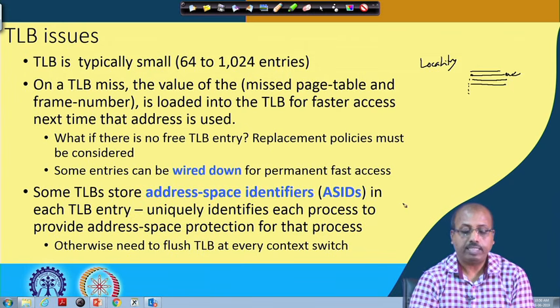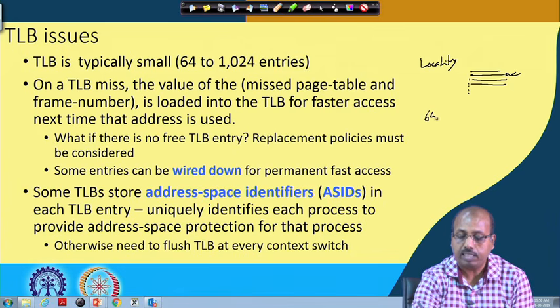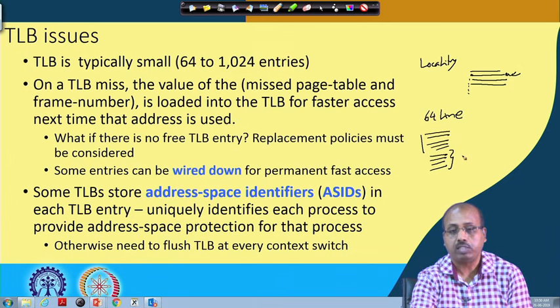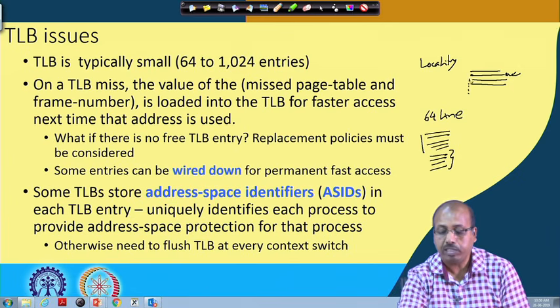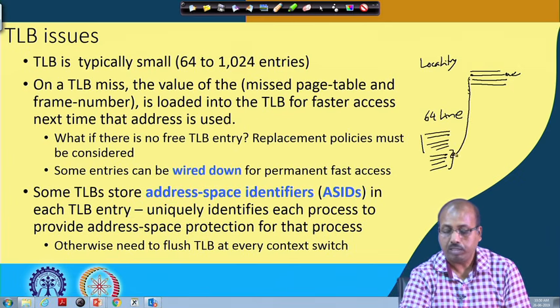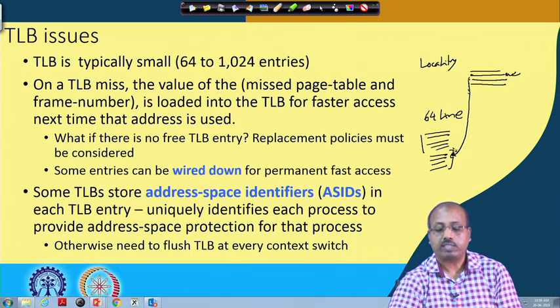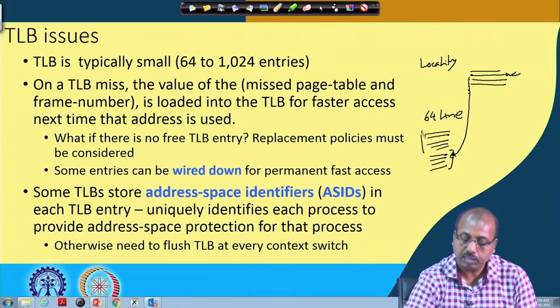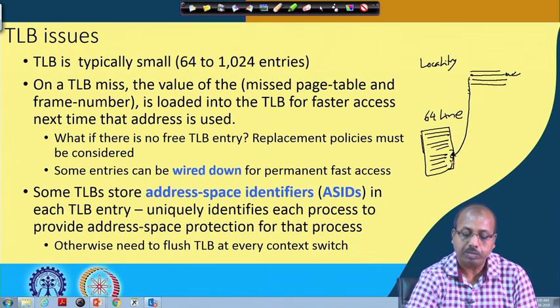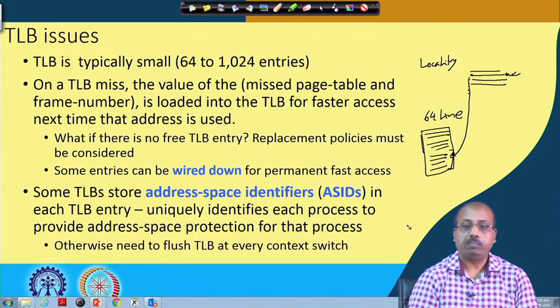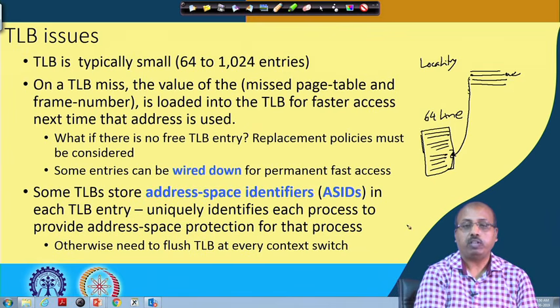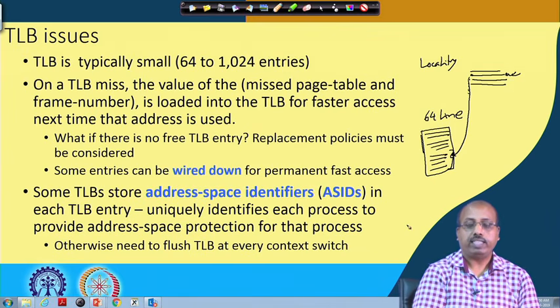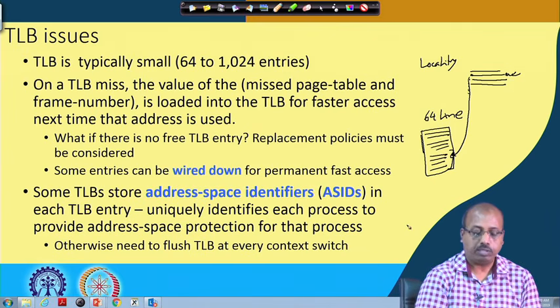Then replacement policies must be considered. It may so happen that the TLB has only, say, 64 lines, and at present 60 entries have been loaded. So, there are still 4 more entries which are free and not used at present. In this case, when a miss occurs, the corresponding frame number can be loaded into one of these free slots. However, if all 64 have been loaded previously, then we have to think about some replacement, like a cache replacement policy that says whichever entry has not been used in recent time has to be replaced.